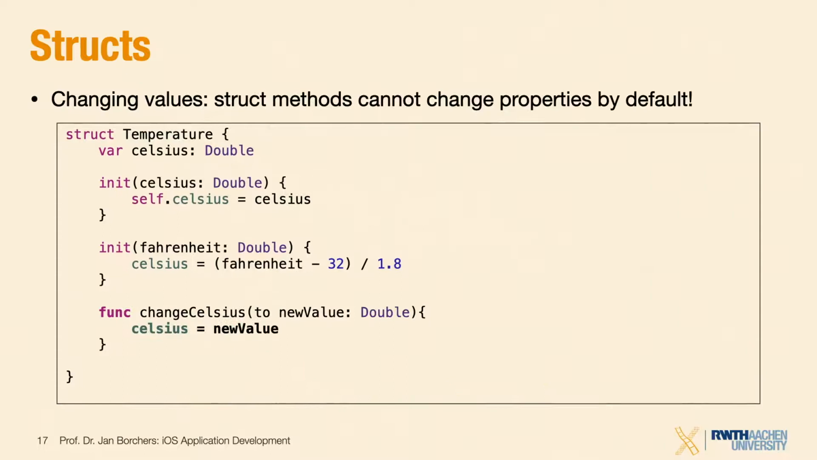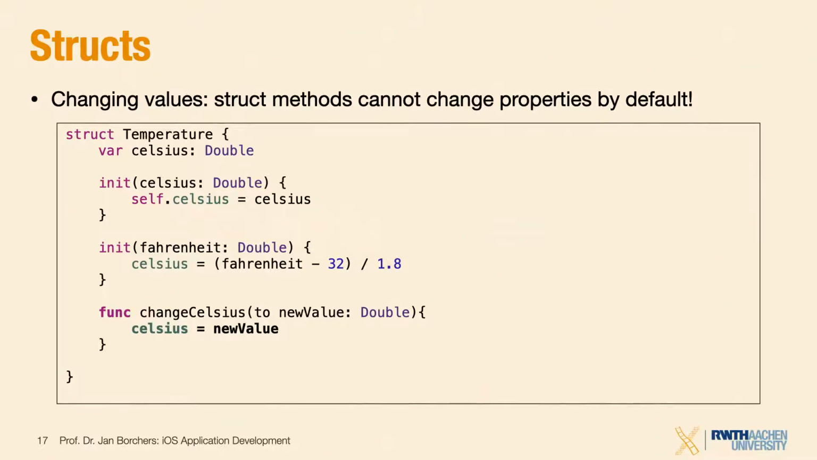So why not do the same with structs? This is what we would do. We'd have a function, maybe call it set Celsius, or change Celsius, doesn't matter. And you provide a new value. See, we're even being nice. We're using the argument label to here, so it's really easy to use. We would write change Celsius to when we call it, and then we just set the value to the new value.